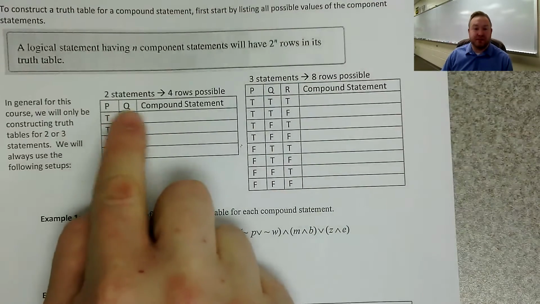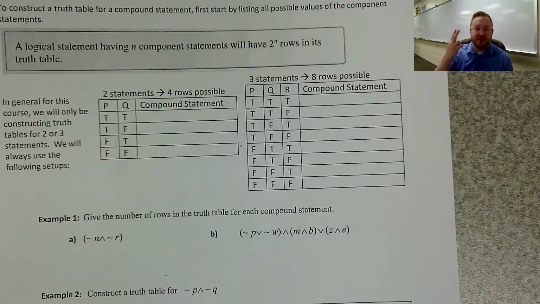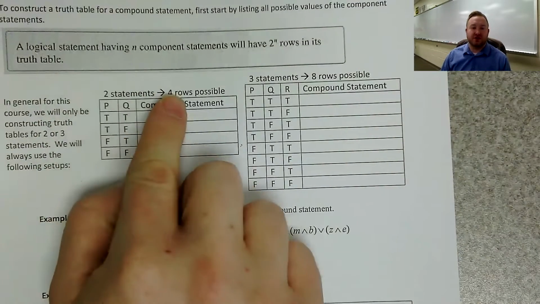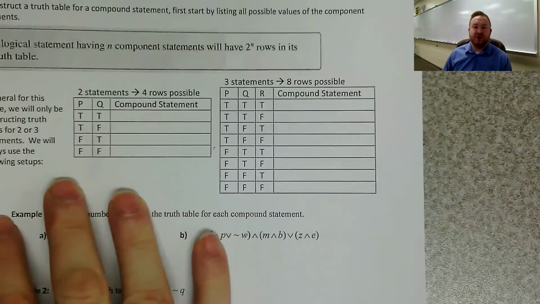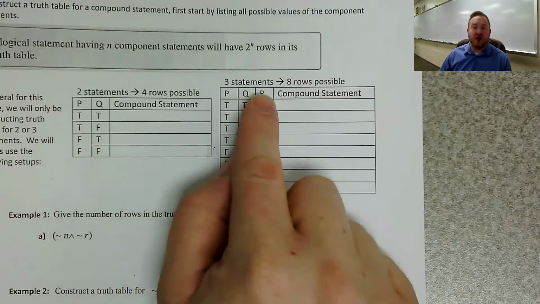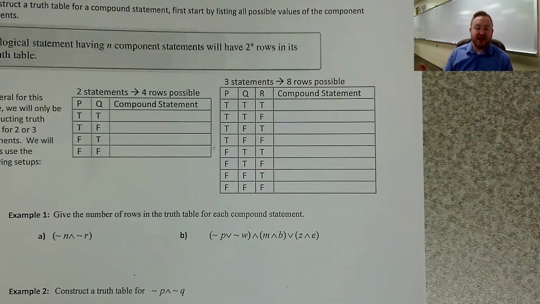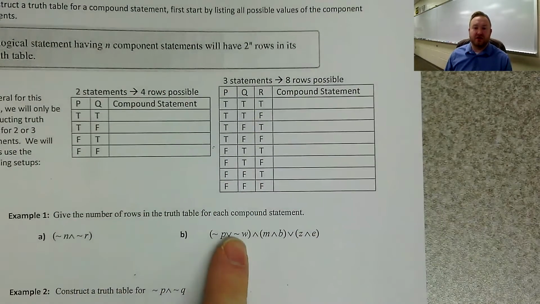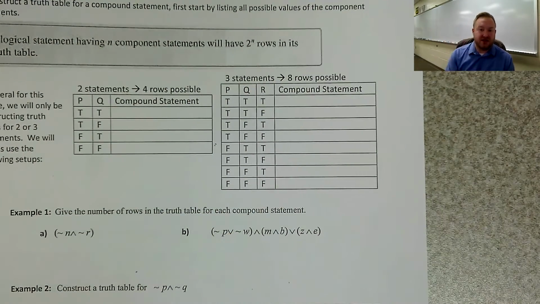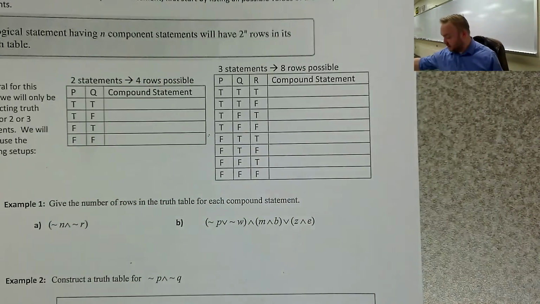If you have 2 simple statements, 2 to the second power is 4, so your truth table will have 4 rows. If you have 3 simple statements, P, Q, and R, 2 to the third power is 8, so your truth table will have 8 rows. If you have 4 simple statements, then 2 to the fourth is 16, and your truth table would have 16 rows in it.